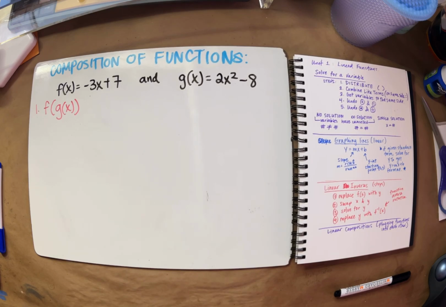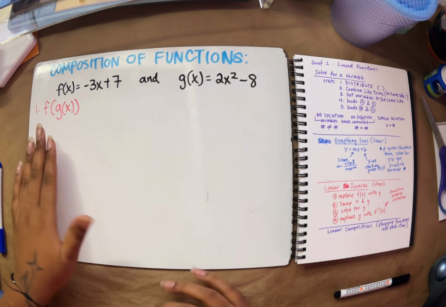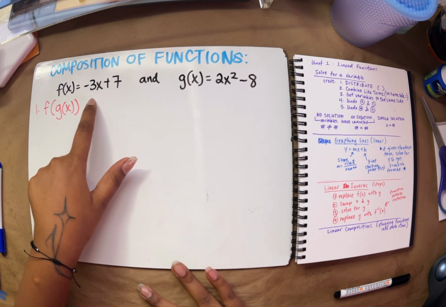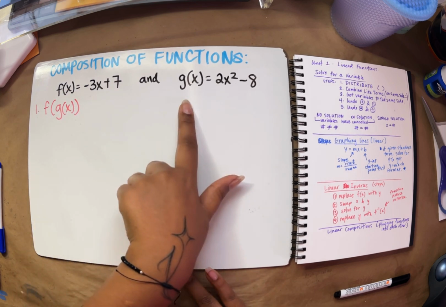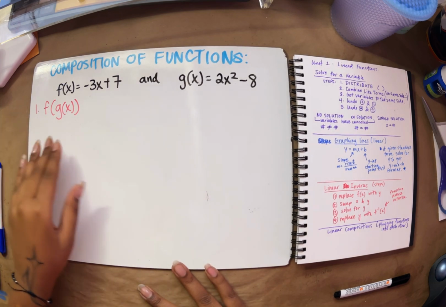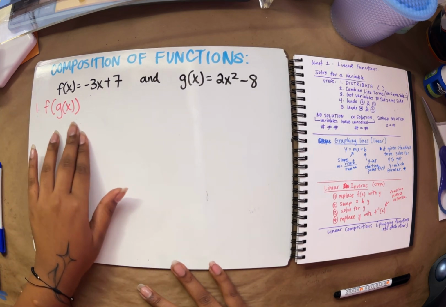All right, my friends, let's get started with composition of functions. Composition of functions is literally just asking to plug in a function into a different function. So if we're looking at number one, this is what's given. We have f of x is equal to negative 3x plus 7, and g of x is equal to 2x squared minus 8. And our question is asking f of g of x.